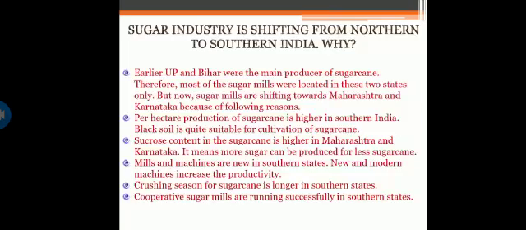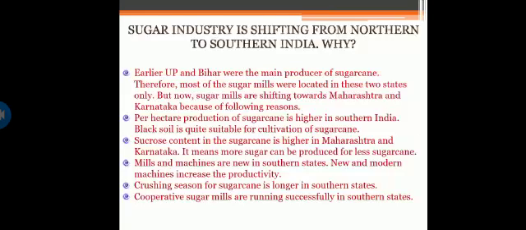Sugar industry is shifting from northern to southern India. Why? We are going to see the reason. Very important from the examination point of view, children. Please pay attention. Earlier, UP and Bihar were the main producers of sugarcane. Therefore, most of the sugar mills were located in these two states only. But now, sugar mills are shifting towards Maharashtra and Karnataka because of the following reasons.